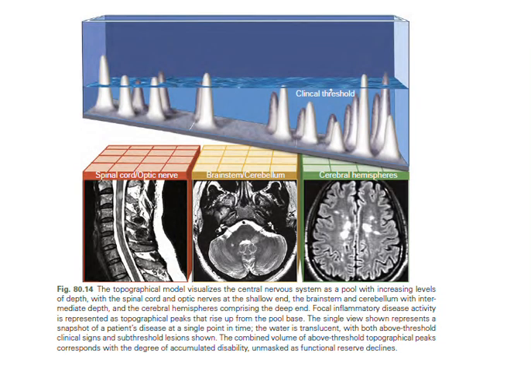By imagining the central nervous system as a sloped pool, we can visualize different anatomical regions based on their depth. The spinal cord and optic nerves occupy the shallow end of the pool, the brainstem and cerebellum sit at an intermediate depth, and the massive volume of the cerebral hemispheres comprises the deep end.